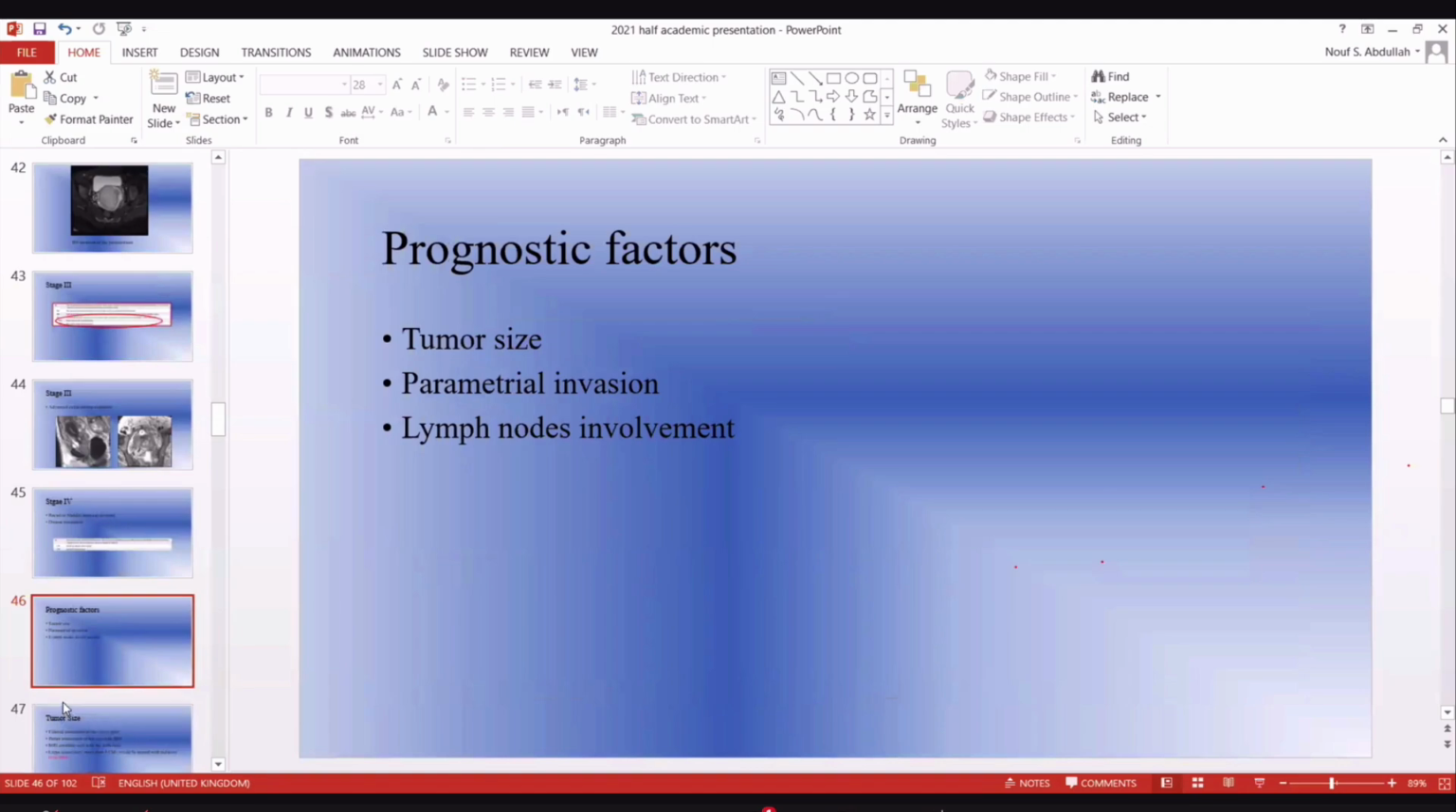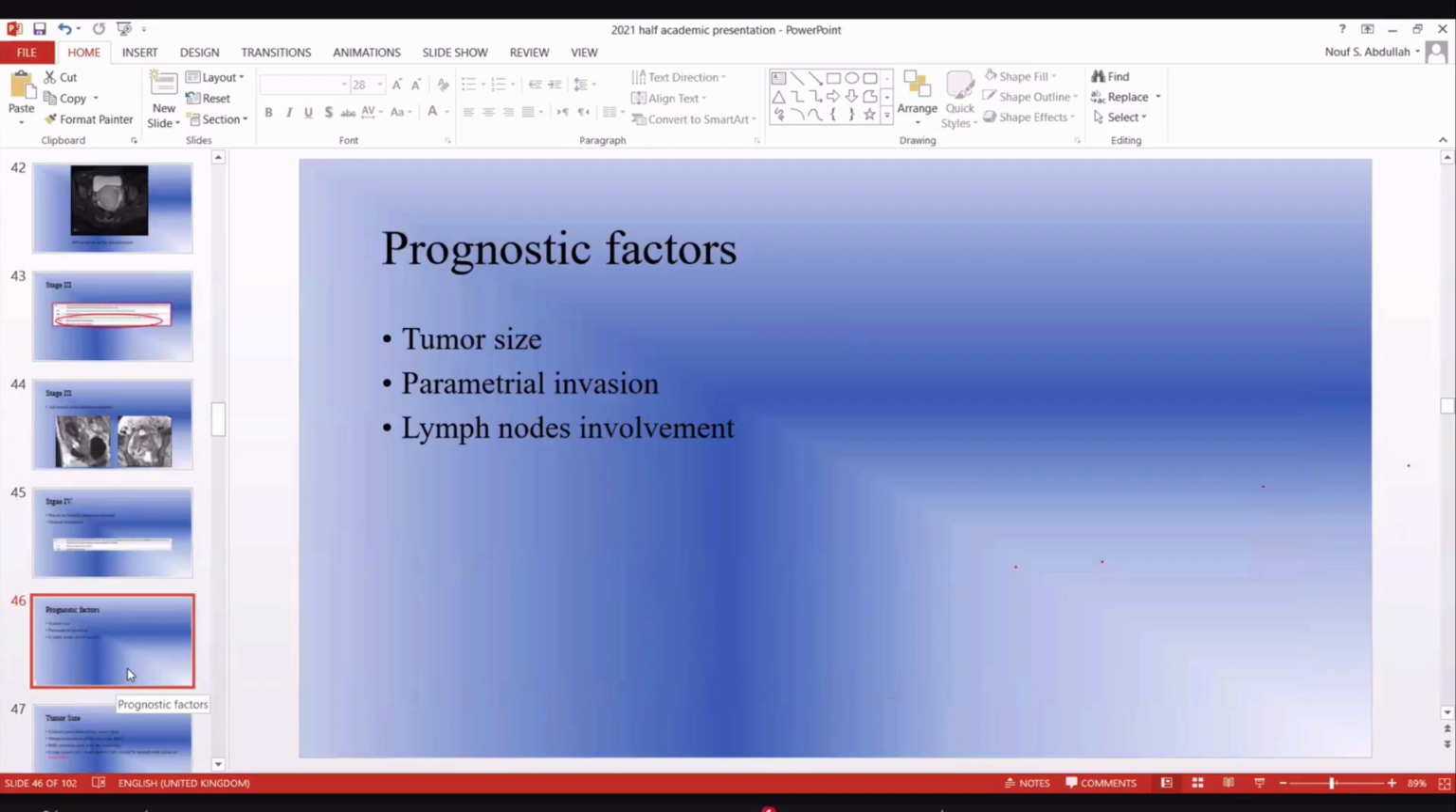So we finished the staging. I showed you a few cases of cervical cancer. I showed you how to look for cervical stroma invasion. I showed you how to look for parametrial invasion. I showed you how to look for adjacent organ invasion. What are the prognostic factors that would make difference in the management of these patients?